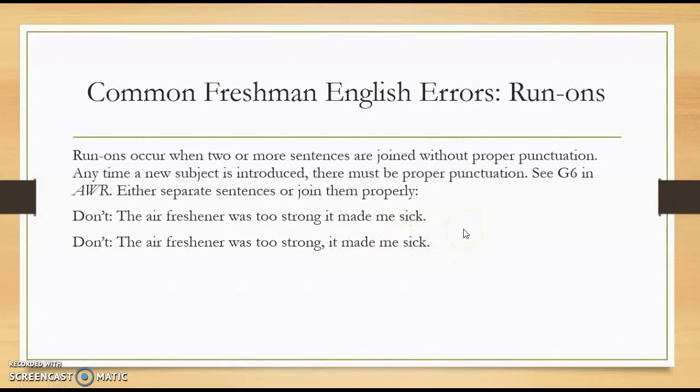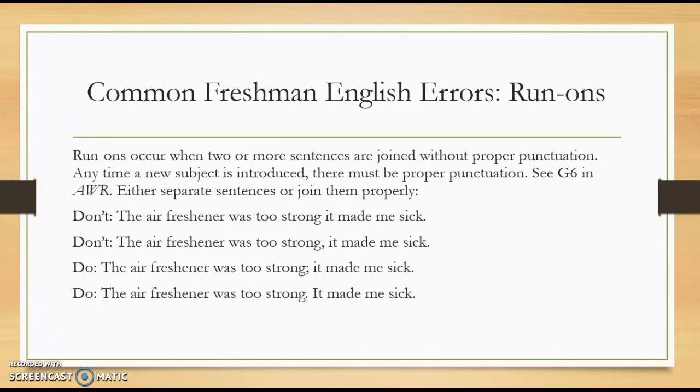So we have to fix these in a variety of ways. We can say the air freshener was too strong and use a semicolon. The air freshener was too strong, period, and start a new sentence with it made me sick. Or we can use a coordinating conjunction and comma with so.